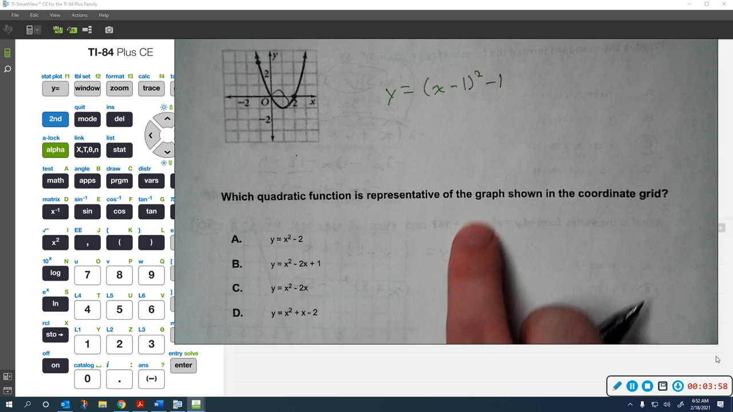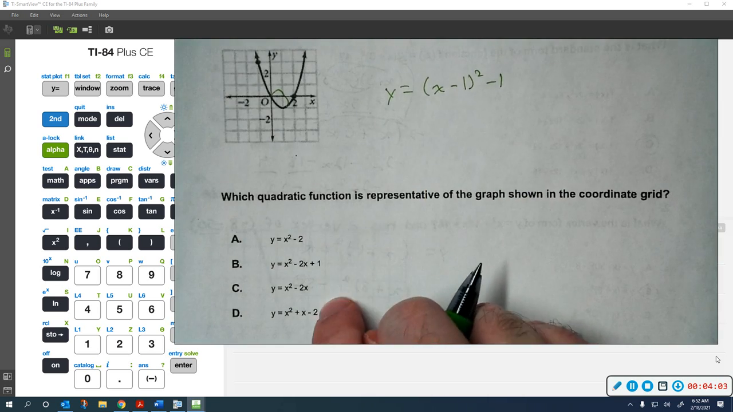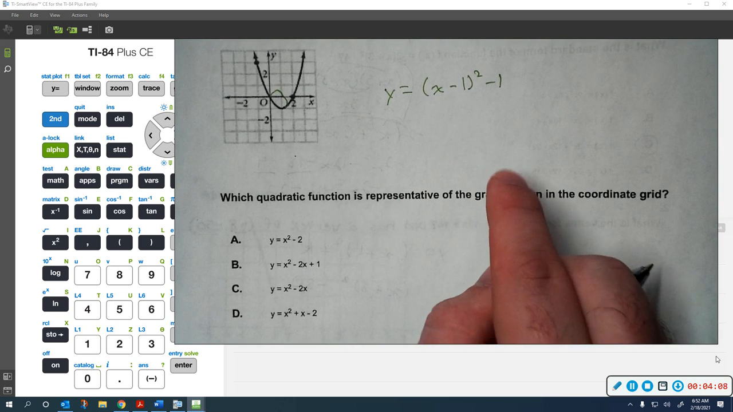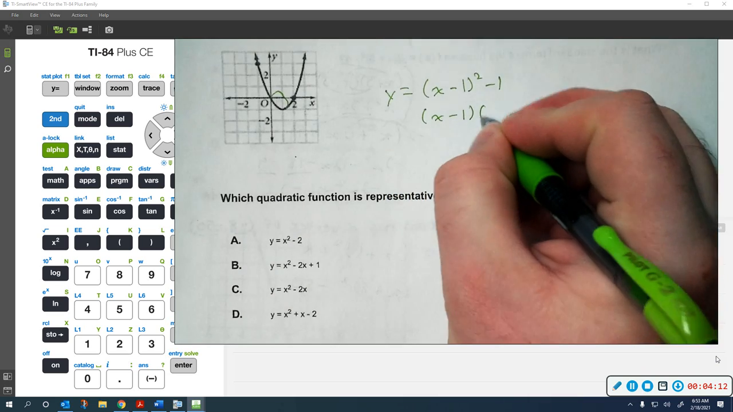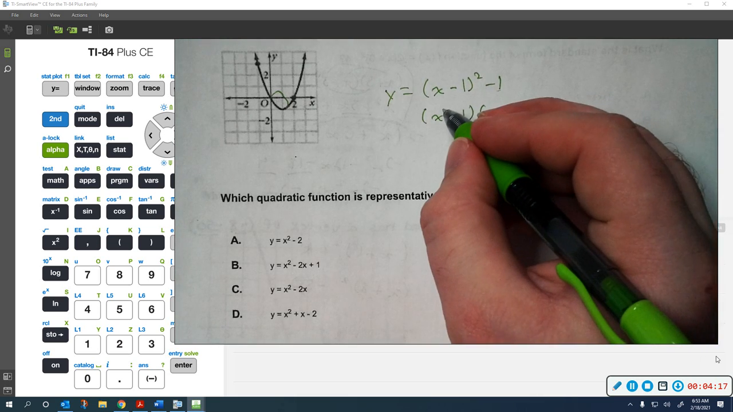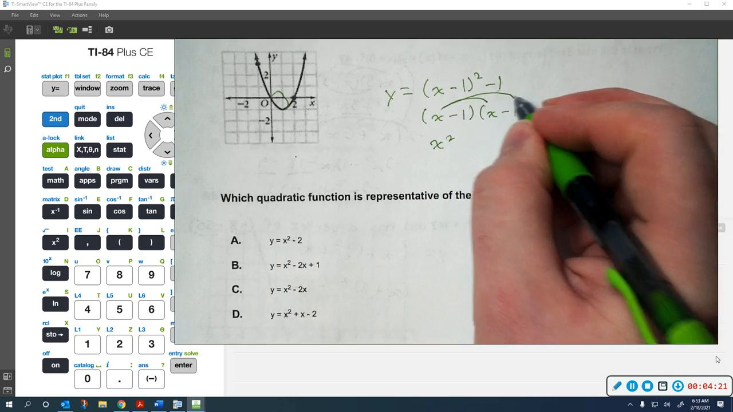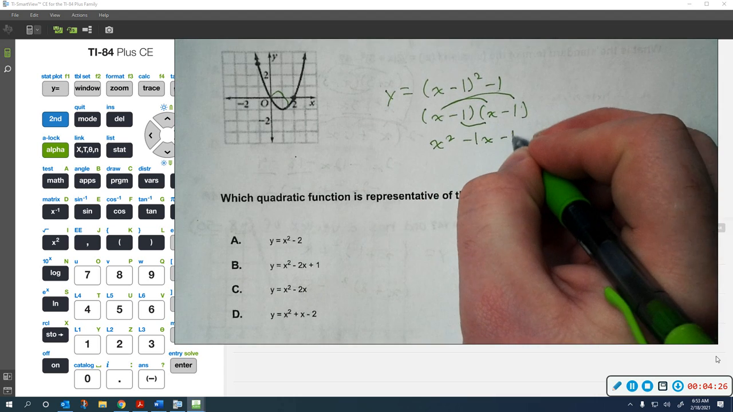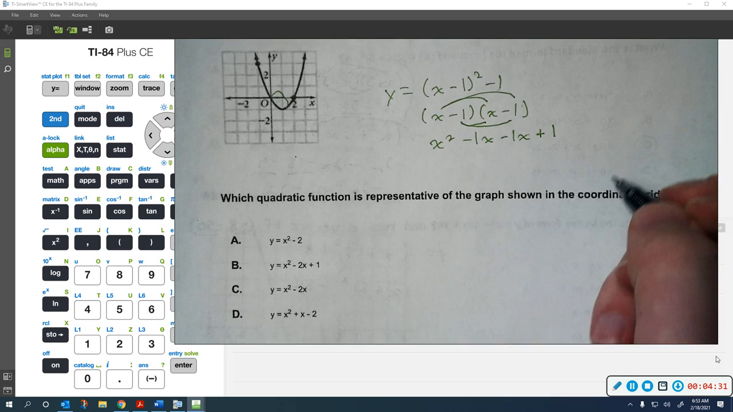So here's your two options. We can multiply this out, or we can graph each of these and see which one matches up. I'm going to go ahead and just multiply it out because I think that's going to be a little quicker. (x - 1)(x - 1). And then after we multiply it out, we still have a -1 in the end. So using FOIL, x times x is x². X times -1, -1x. -1 times x, -1x. -1 times -1 is positive 1.